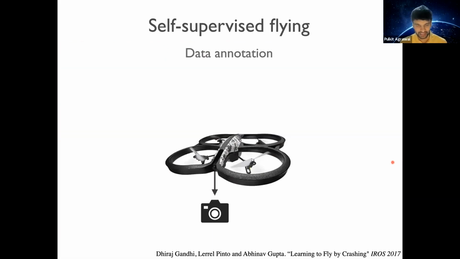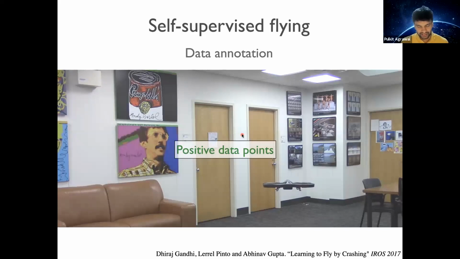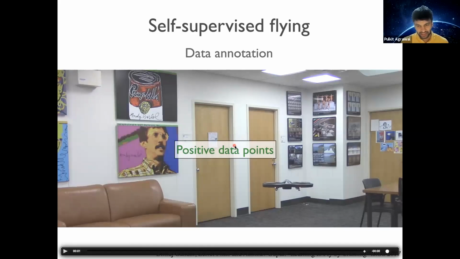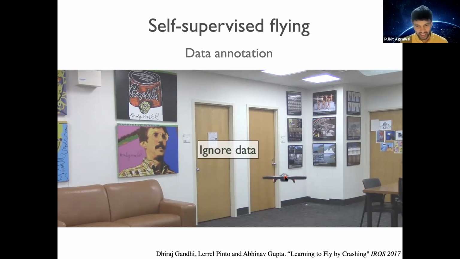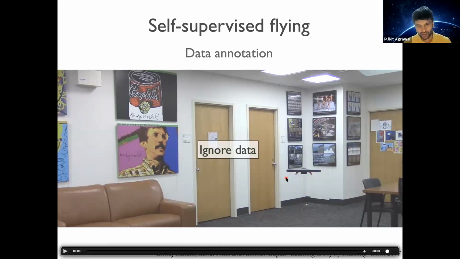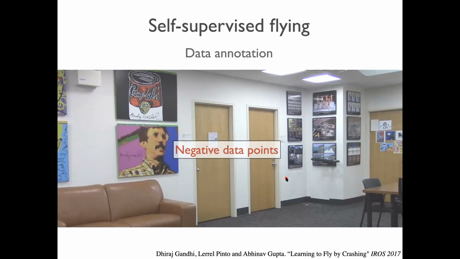So how does it happen, more concretely? This drone has a camera over here, and it also has some touch sensors which tell it when it hits the object. And so what are positive data points? They are data points where the drone moved forward and did not end up running into any obstacles. Then there is some data which will come into what is ignored data. And then there's some data which is negative, when you actually hit the wall, for example, right?